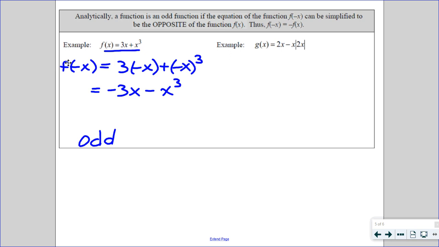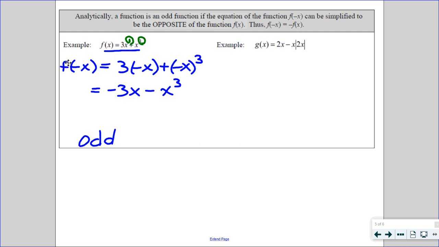F of x is actually a polynomial, so again, we can use that little trick by looking at the exponents. Now, the exponent on this x here is a 1. It's understood to be there, we just don't write it. And so if you look at your exponents, 1 and 3, they are both odd. So this is an odd function.